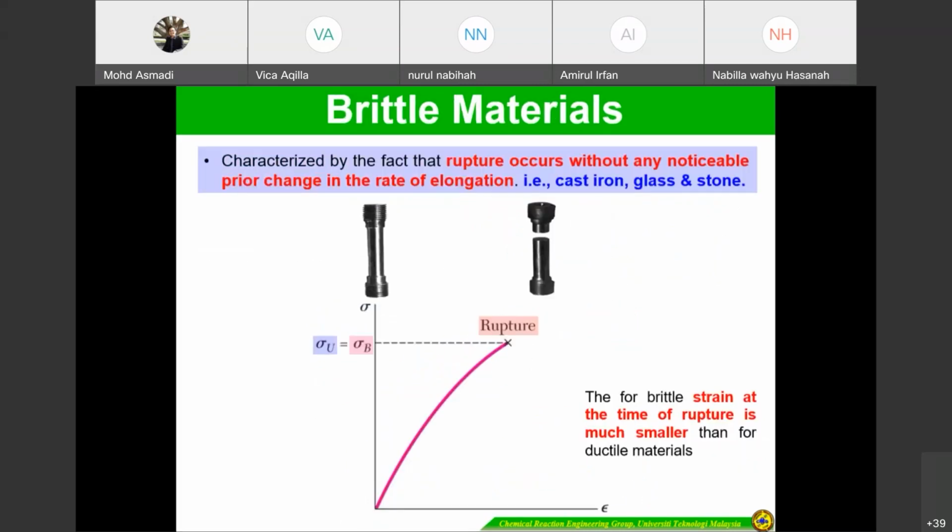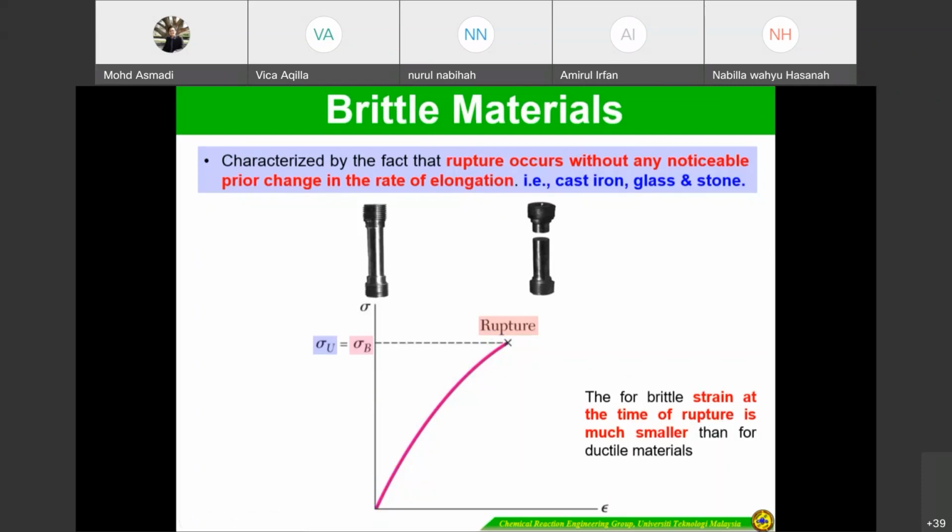So how about the brittle? Brittle has no shape like a ductile. When you pull, it ruptures until the end. There's no elongation like this one. That's why cast iron or glass, just drop it, it just breaks the glass. Rupture occurs without any noticeable prior change in the rate of elongation. This is the difference. For the brittle, the strain at the time of the rupture is much smaller than for the ductile materials.